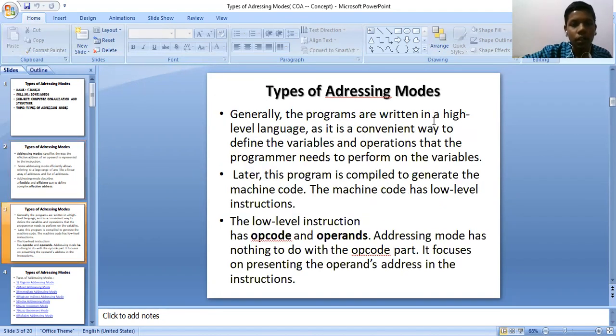Generally, programs are written in a high-level language as it is a convenient way to define the variables and operations that the programmer needs to perform on the variables. Later, this program is compiled to generate the machine code. The machine code has low-level instructions. The low-level instruction has an opcode and operands. The addressing mode has nothing to do with the opcode part. It focuses on presenting the operand addresses in the instruction.